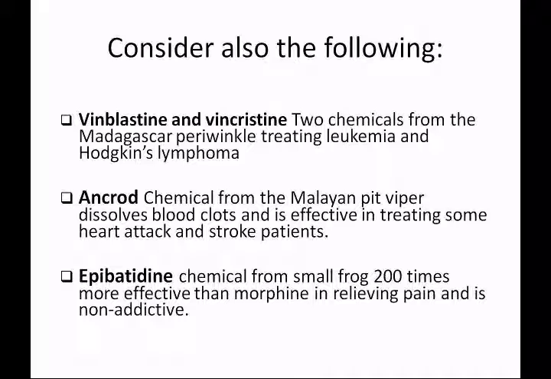Epibetadine is a chemical from a small frog that's 2,000 times more effective than morphine. So morphine is a really harsh chemical that's a pain reliever. And so what if we lose out on those natural pain relievers that are not addictive? Morphine is very highly addictive.